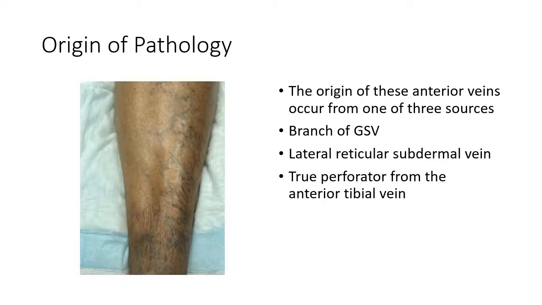Now, the origin of the anterior vein is from one of three sources in our experience. This may be a branch of the GSV or continuation of the lateral reticular subdermal vein, connection to the lateral subdermal reticular vein, or there also may be a true perforator from the anterior tibial vein. Any one of these three sources can give rise to the dilated reticular veins that are common on the anterior aspect of the tibia.